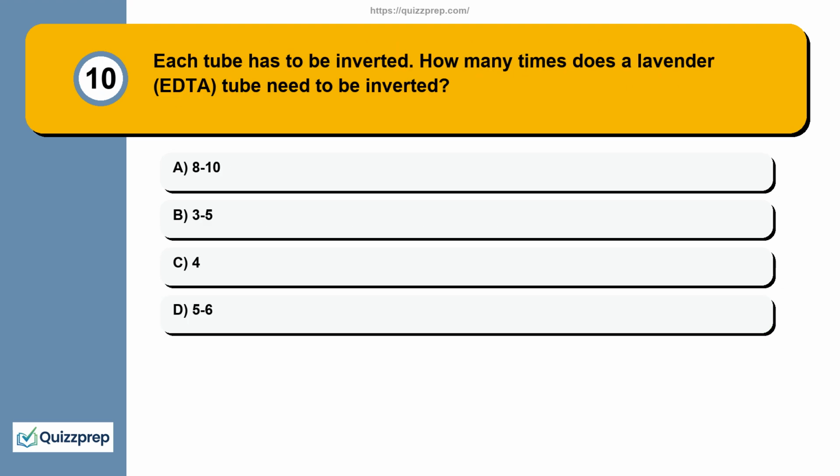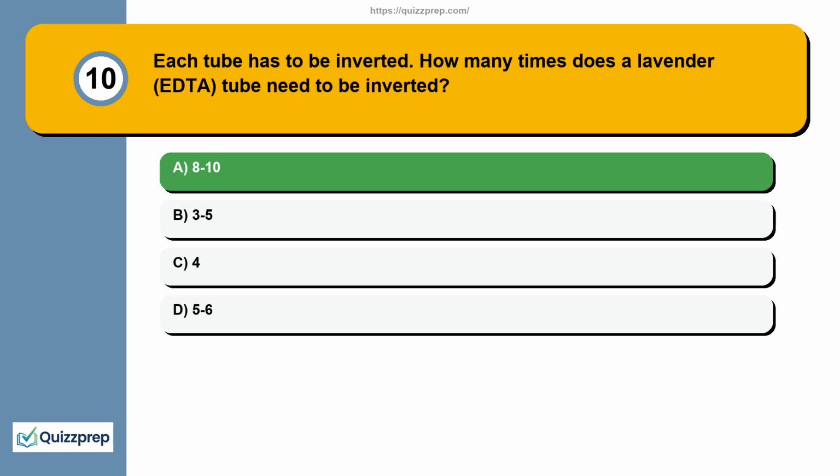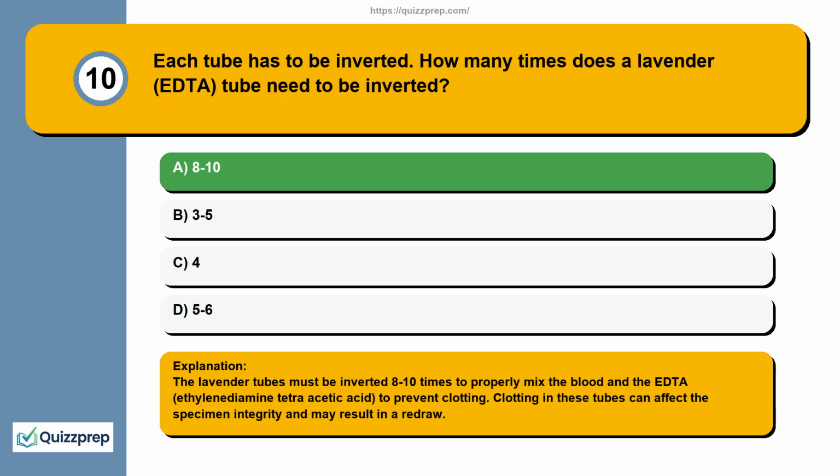Question 10. Each tube has to be inverted. How many times does a lavender EDTA tube need to be inverted? 8 to 10, 3 to 5, 4, 5 to 6. The lavender tubes must be inverted 8 to 10 times to properly mix the blood and the EDTA, ethylenediamine tetraacetic acid, to prevent clotting. Clotting in these tubes can affect the specimen integrity and may result in a redraw.